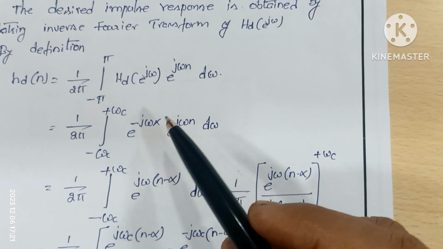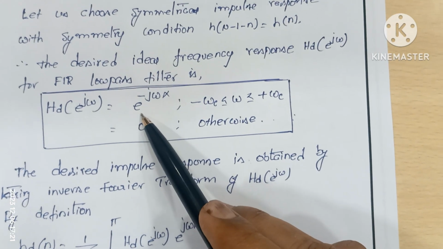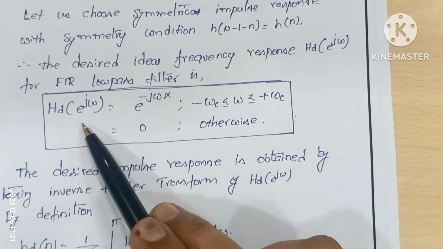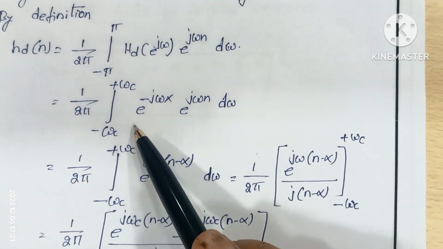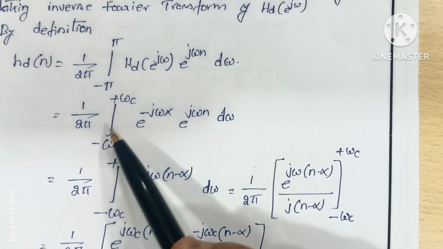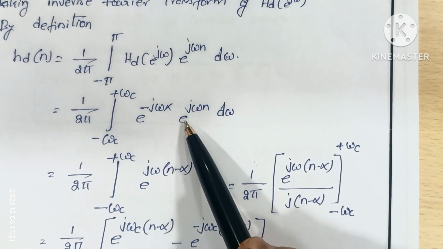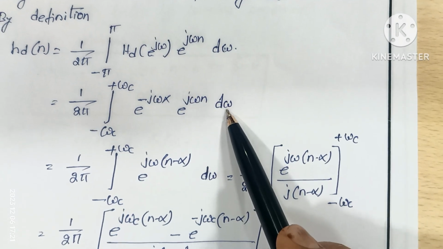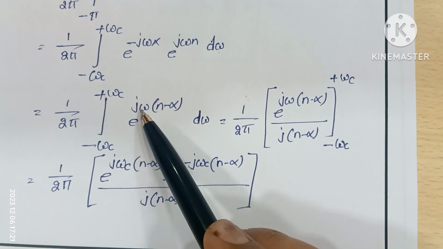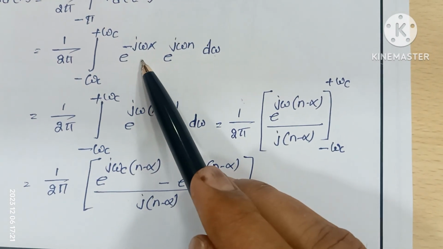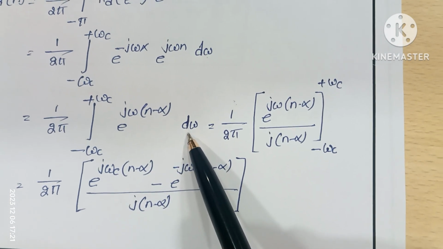As all of you know, over this period, this is the desired response of the filter HD of e power j omega, which I am going to substitute here over the period minus omega c to plus omega c: e power minus j omega alpha into e power j omega n d omega. So 1 by 2 pi integral, here the exponent, I'll be taking j omega common, n minus alpha into d omega.